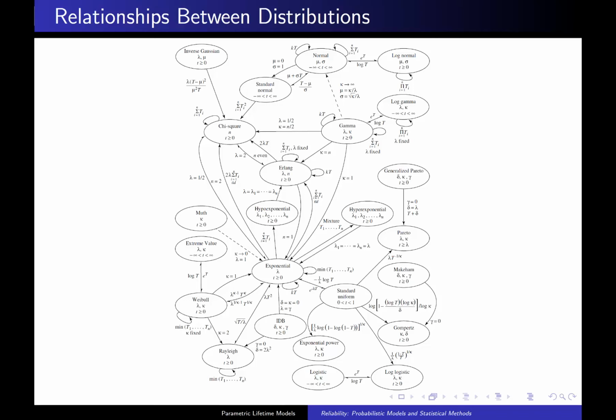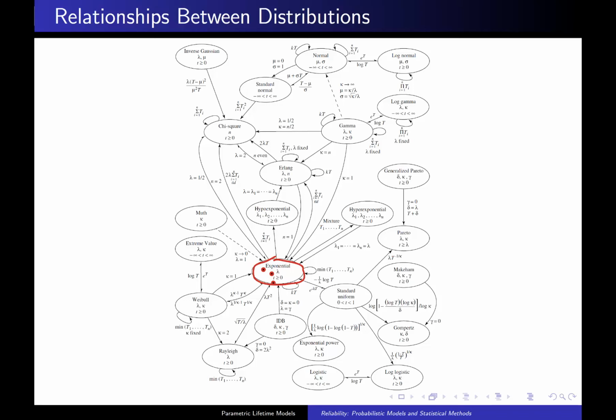You can see that the exponential distribution right here is kind of a hub in terms of the number of distributions that it is related to. On the first line within the exponential distribution is the name of the distribution. Then the second line contains its parameter, and then finally the third line contains its support. There are solid lines here, and there are a couple of dashed lines as well.